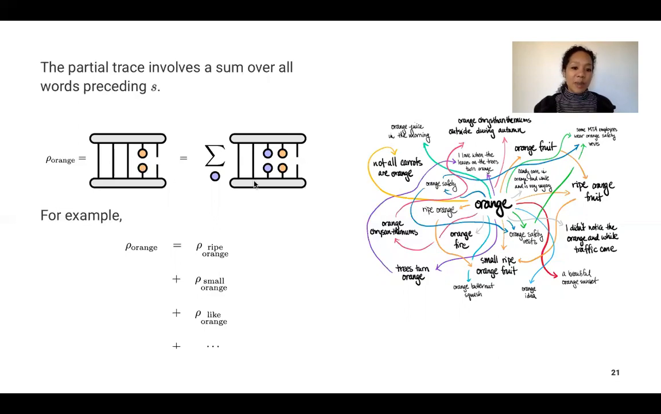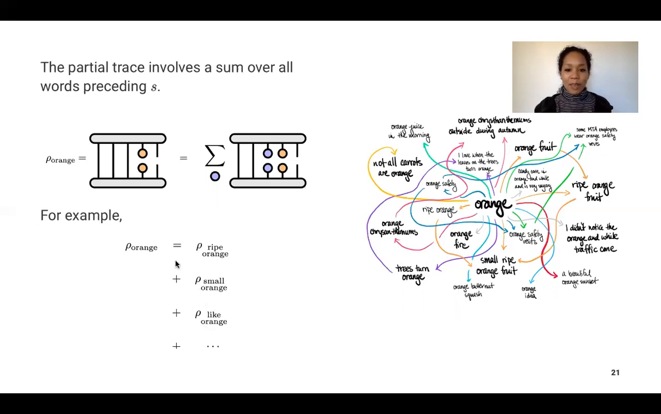So my diagrammatic picture in the middle here really means that the density for a given sequence or word that I'm interested in, like orange, decomposes as a sum of densities or operators associated to each phrase that ends in that word, that ends in orange. So the density for orange is the density for ripe orange plus small orange plus, like, orange, and so forth. So I like this decomposition result.